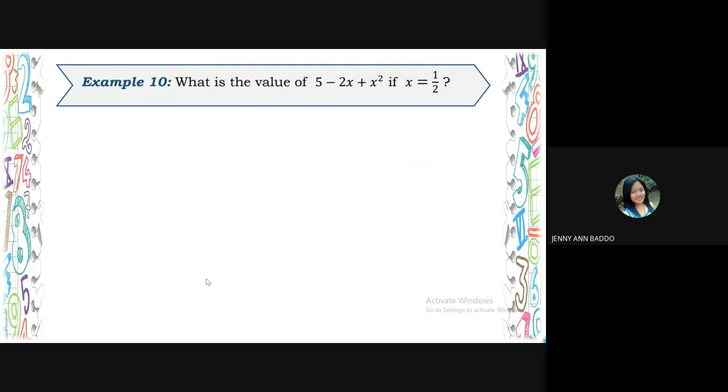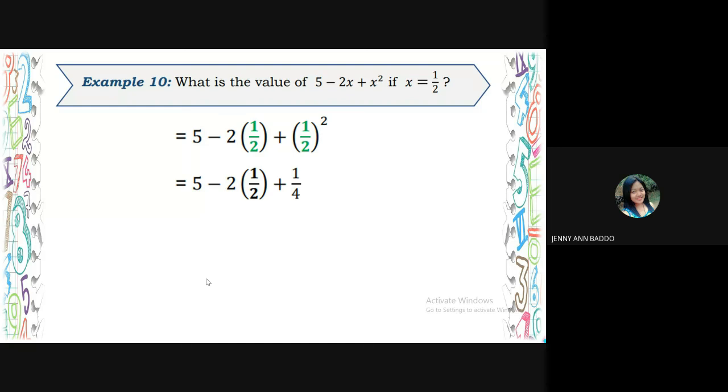Another example. What is the value of 5 minus 2x plus x squared if x equals 1 half? So we have a fraction. By substitution, we have 5 minus 2 times x, which is 1 half, plus another 1 half for x squared. We have 1 half squared. Simplify first 1 half squared because it has an exponent.